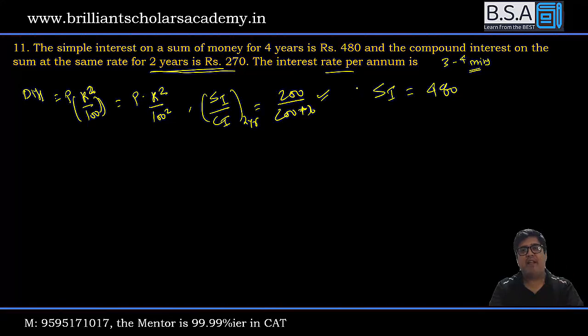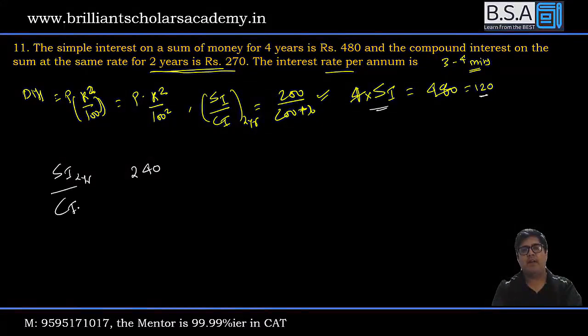So if it is the same every year, for a single year the interest is 120. For 2 years, simple interest will be 240. And compound interest for 2 years is given to us as 270. What is that equal to? 200 upon 200 plus R.